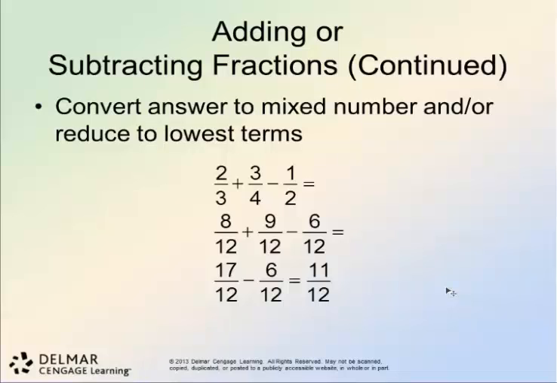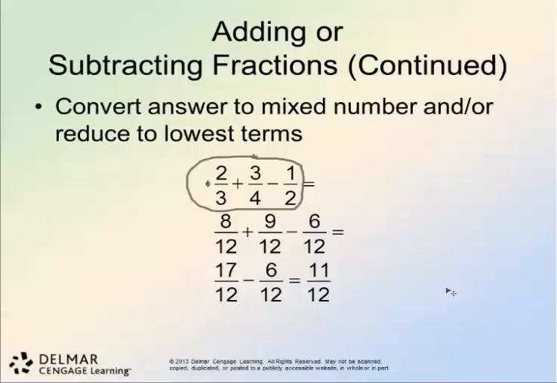This is just another example of adding or subtracting fractions. Here we have 3 fractions, 2/3 plus 3/4 minus 1/2. So we have addition and subtraction combined in one problem. When we add or subtract, they need a common denominator. The smallest value that 3, 4, and 2 all would go evenly into is 12. So we have to rewrite all fractions with a denominator of 12.